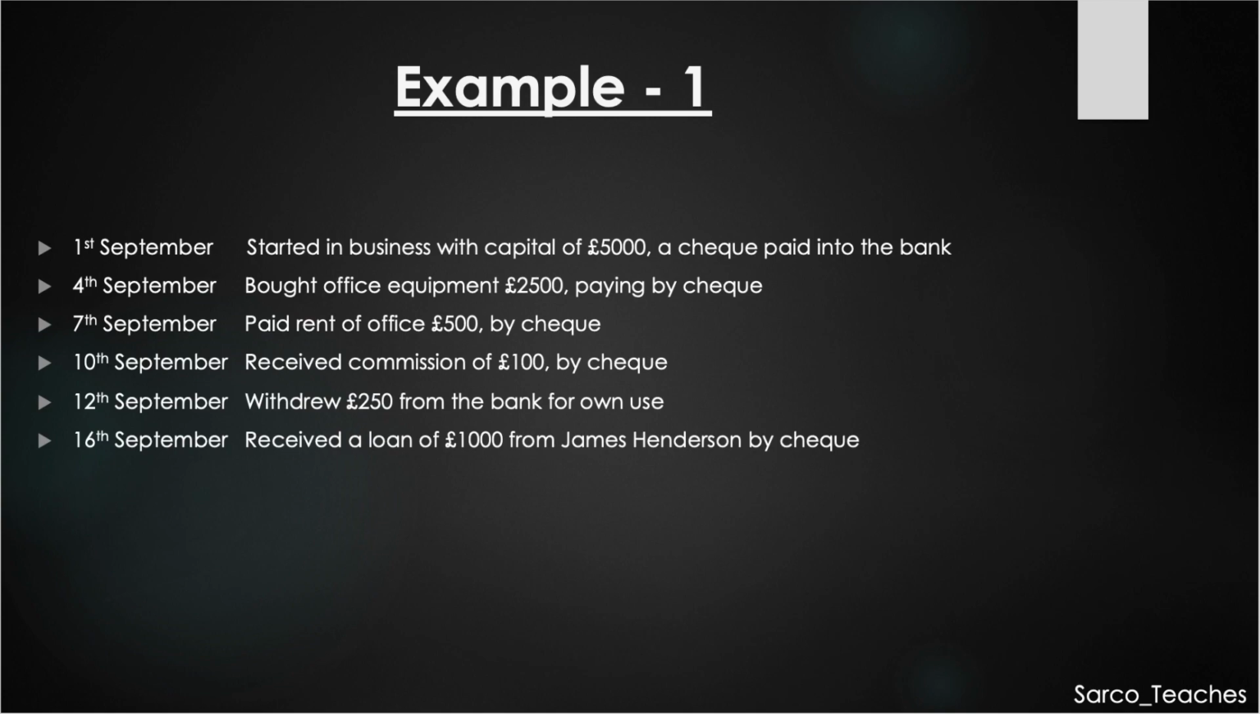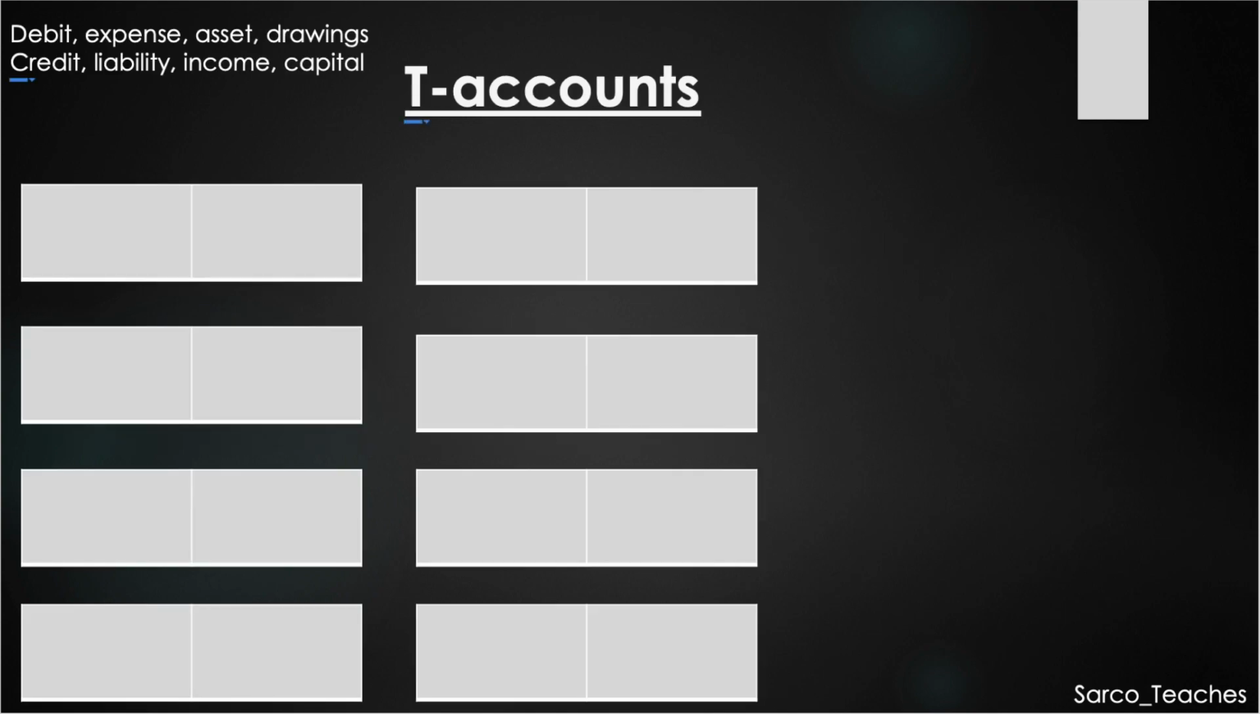In this video, I'll be going through two examples. This is the first one. It says on the 1st of September, started in business with a capital of 5,000, a check paid into the bank. So what do we know straight away? We've put capital into the business, meaning money, which is 5,000. So our first T account will be capital. And it says we've put it in the form of a check, into the bank.